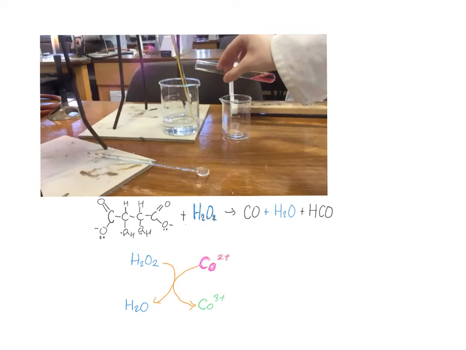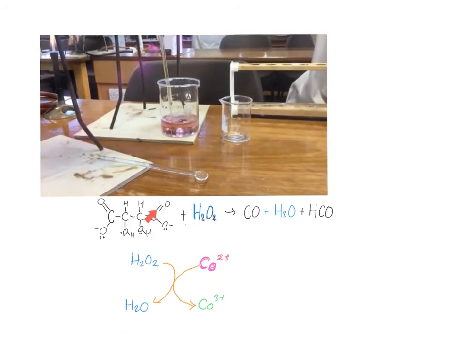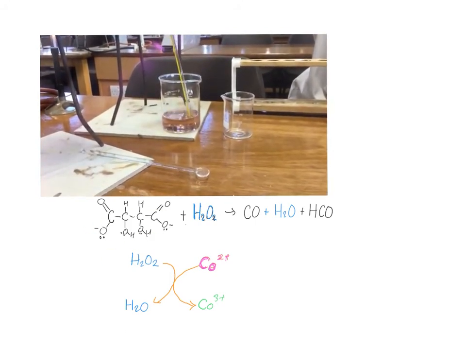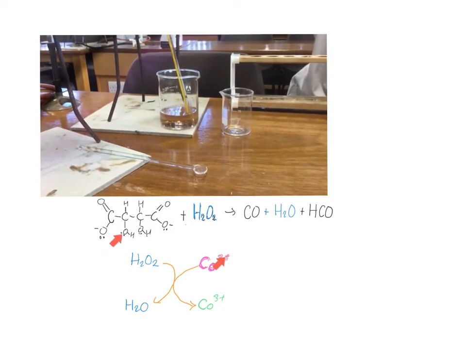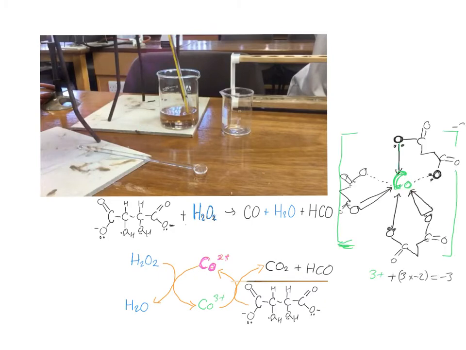Hydrogen peroxide is mixed with 2-hydroxydioic acid, then cobalt dioxide. What is observed is the cobalt 2+, the pink hexaaqua cobalt ion, goes green and then returns to pink again.